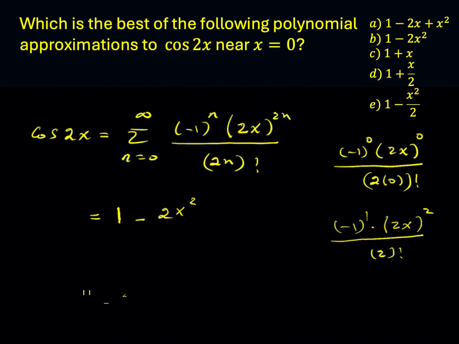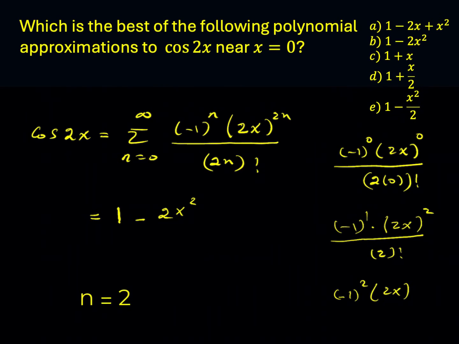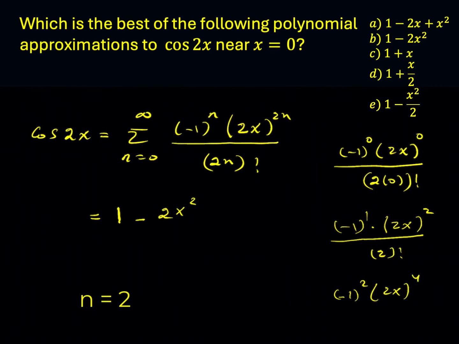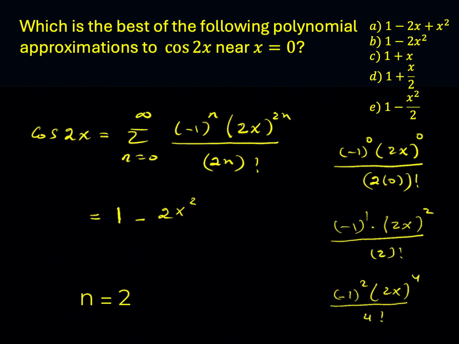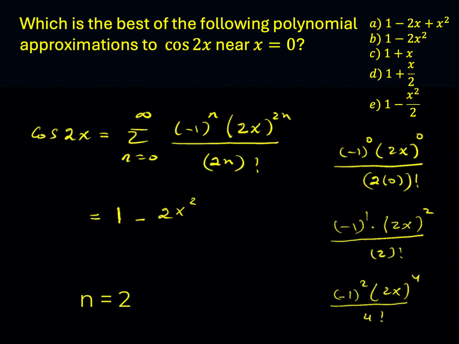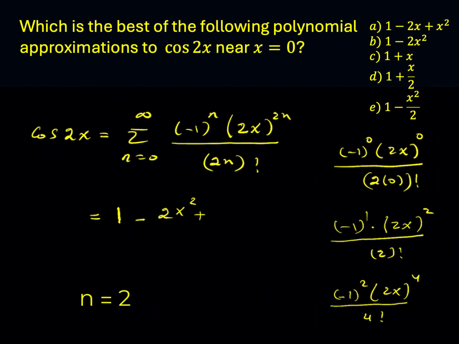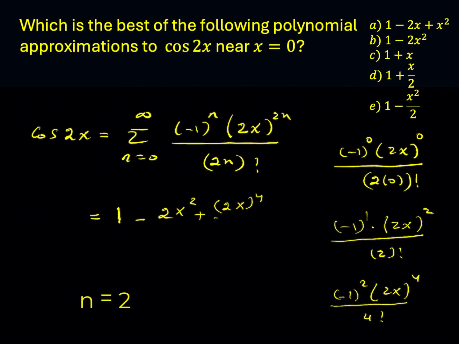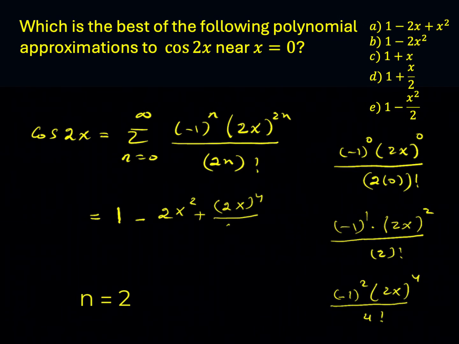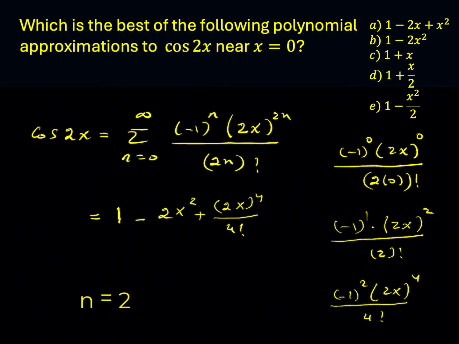Now, minus 1 to the power of 2 into 2x to the power 2 times 2, which is 4, over 2 times 2, which is 4 factorial. Now, minus 1 squared is 1, so you get plus 2x to the power 4 over 4 factorial. We can leave it, and I'll tell you why we ignore these in a bit.